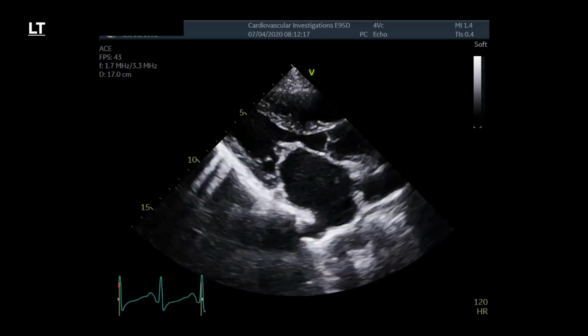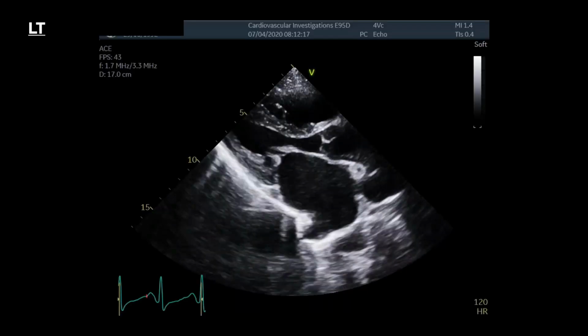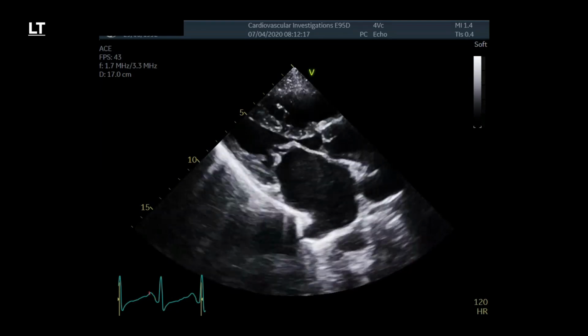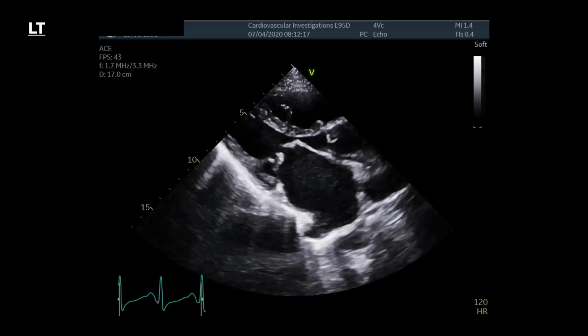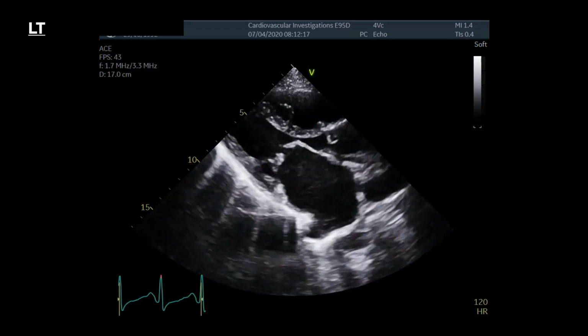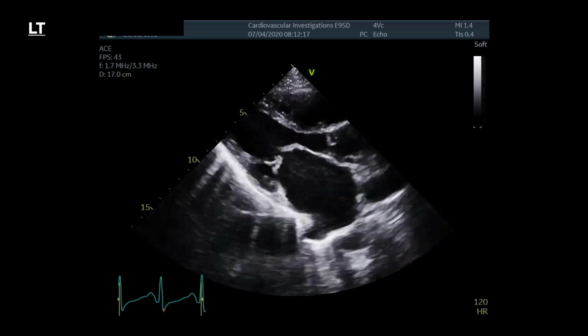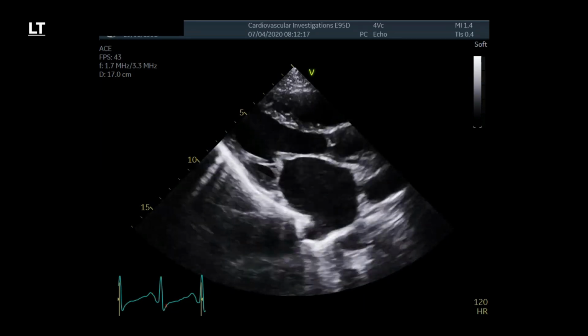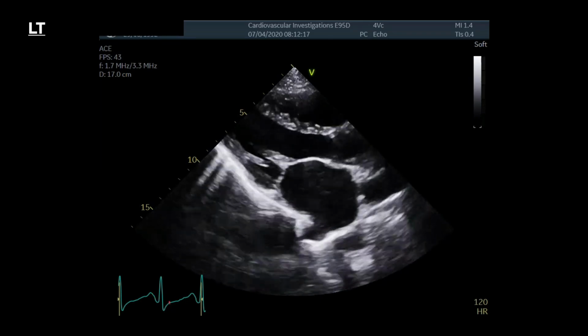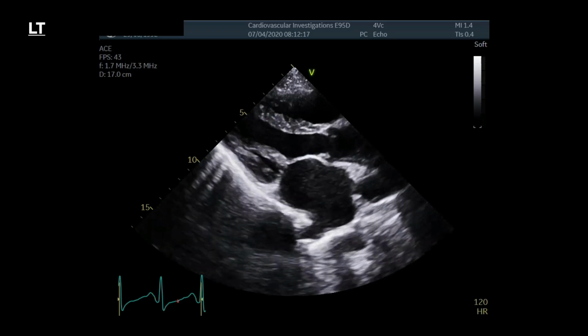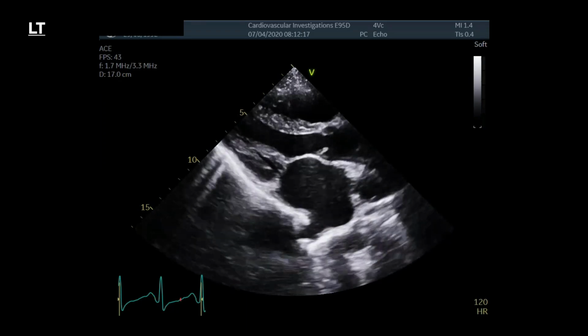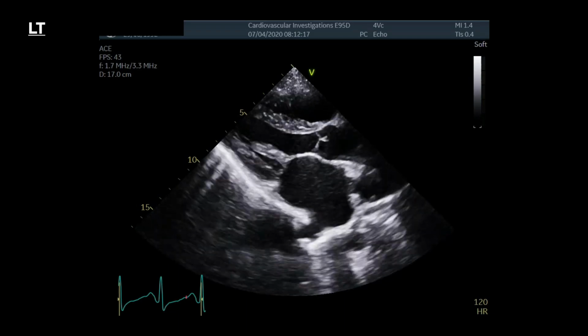Okay, we can look at some slides, some loops. So this is a parasternal long axis view, zoomed out. And I think obviously what stands out here is the huge left atrium compared to the other structures in the window. The mitral valve leaflets, we are zoomed out, but they do look thickened and their mobility looks restricted and abnormal.